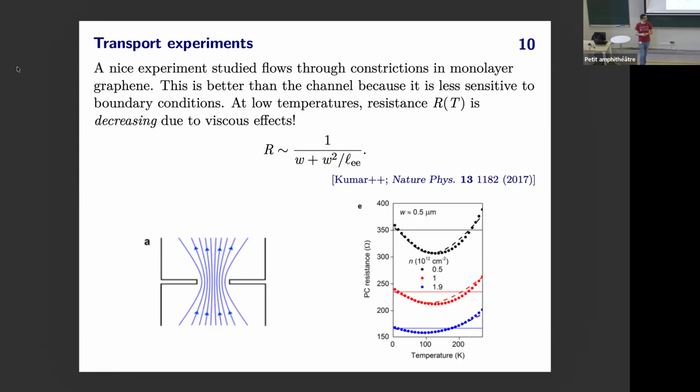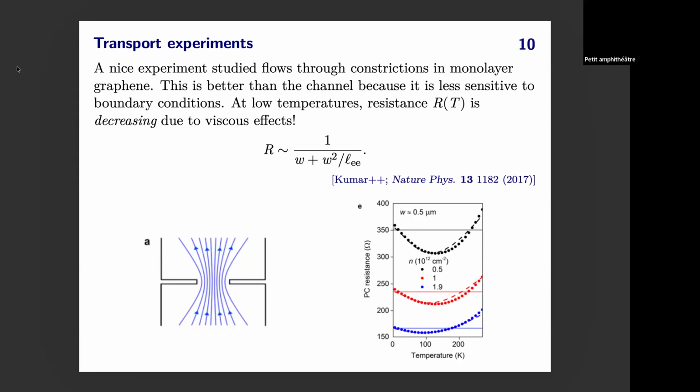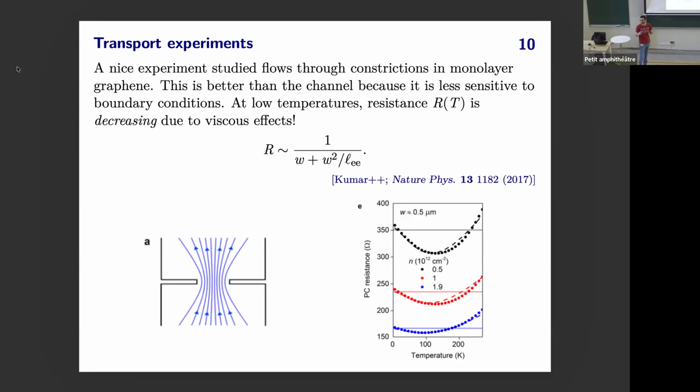So yeah, as you can sort of see in this data, there is a kind of sweet spot around 100 Kelvin. So that's crossing over from ballistic to hydrodynamic transport. That's the claim when you go through this minimum?